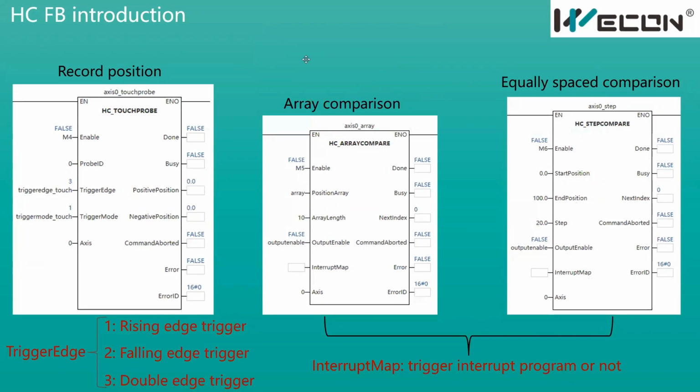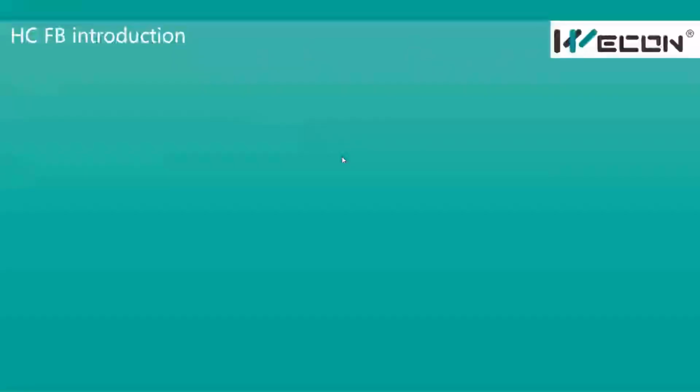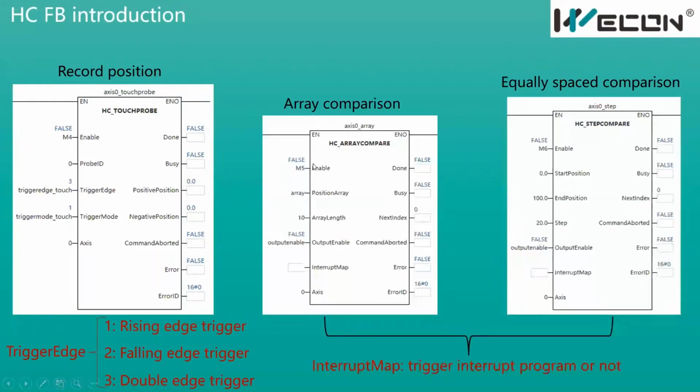Okay. So here, do you have any questions about this high-speed function block? For now, we have 6 HC function blocks in 6V.